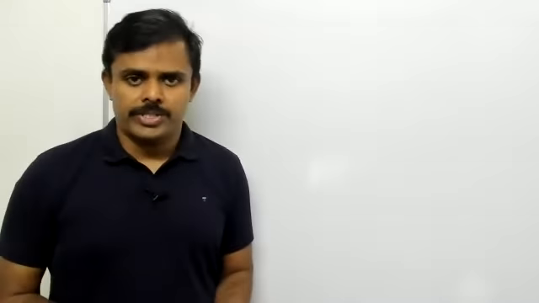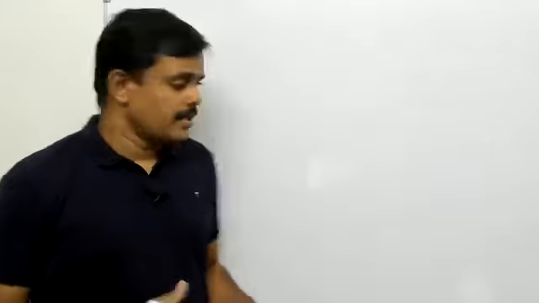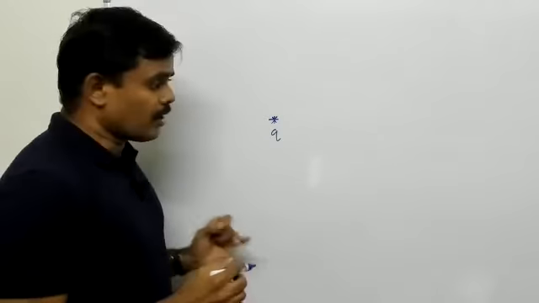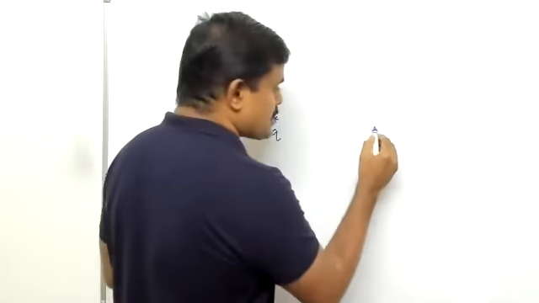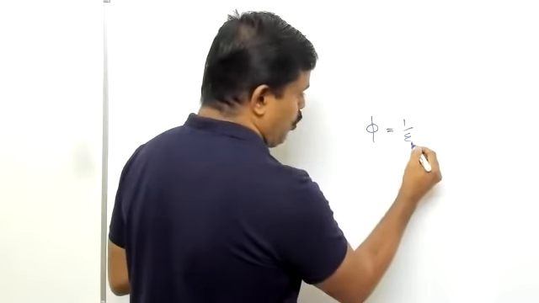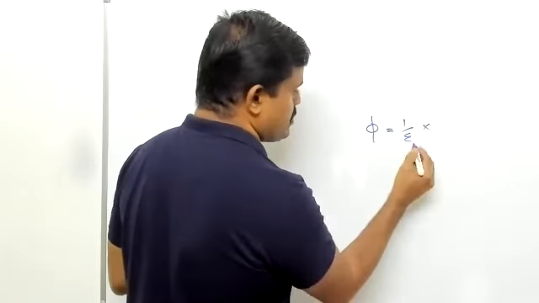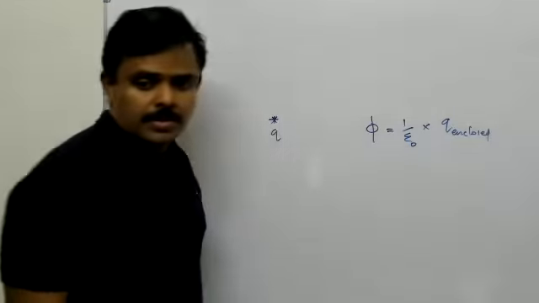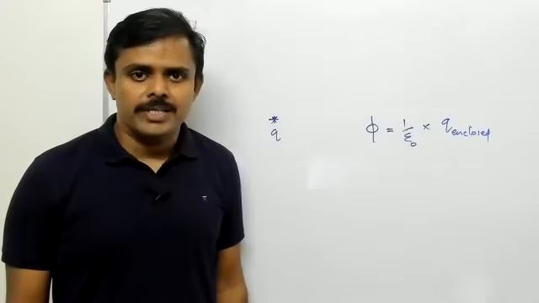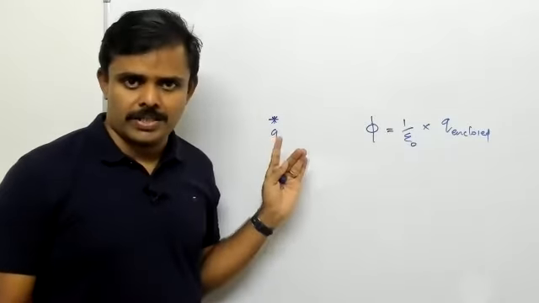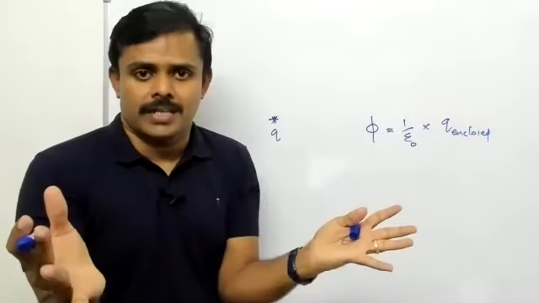We are going to Gauss's theorem. What is Gauss's theorem? According to Gauss's theorem, this is a charge, okay? According to Gauss's theorem, the flux coming out of a Gaussian surface is equal to 1 by epsilon 0 times the charge enclosed by the surface. So what is a Gaussian surface in the first place? A Gaussian surface is one which encloses the charge. That means the one which covers the charge.